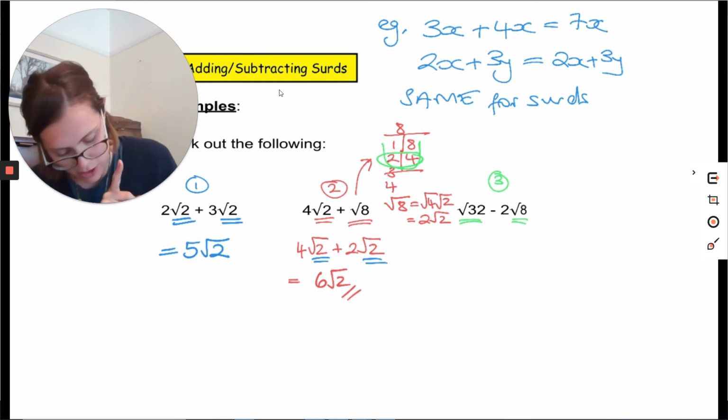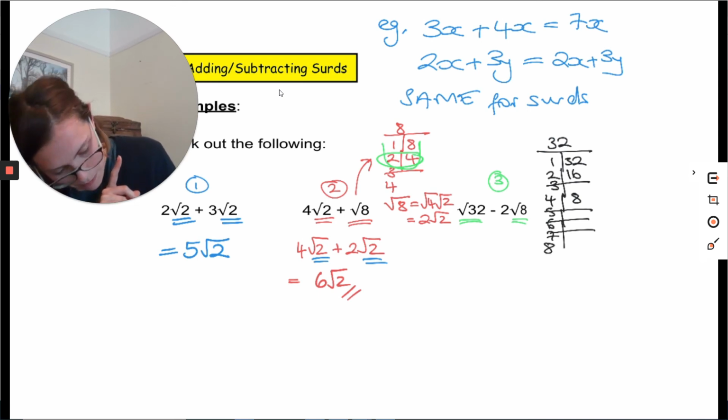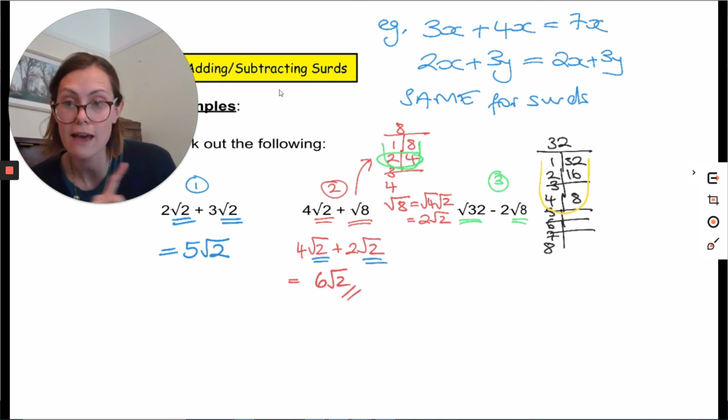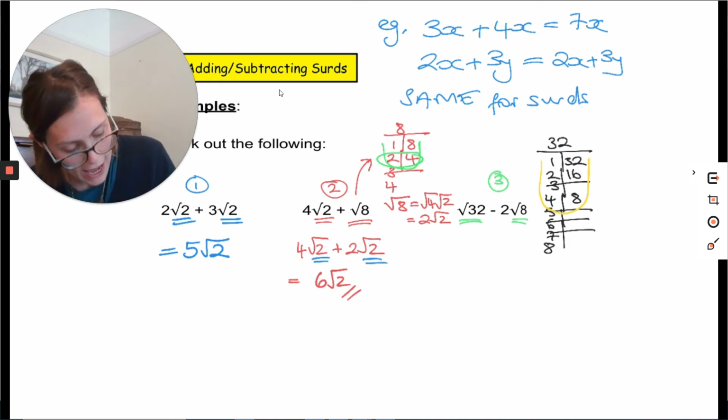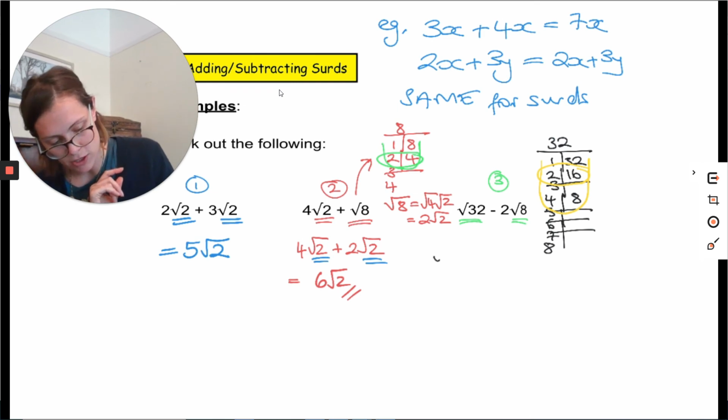So let's start with 32. Factors of 32 go 1 and 32, 2 and 16, 3 doesn't go, 4 goes 8 times, 5 doesn't go, 6 doesn't go, 7 doesn't go, 8's already on my list. So my pairs look like this. Be careful, you might think you picked the 4, but actually it's the 16 and 2 that need to get picked. So root 32 becomes root 16, root 2, which becomes 4 root 2.